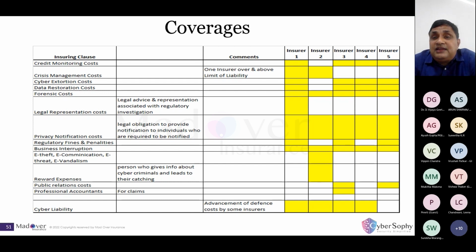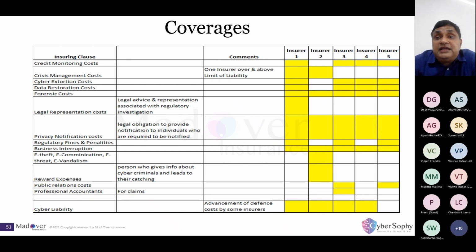Remember, it does not end there. If I say credit monitoring cost is being covered by insurer 1, 3, 4, and 5, it doesn't mean all of them are covering the same thing. Their coverage may be limited. Somebody will be covering much wider.